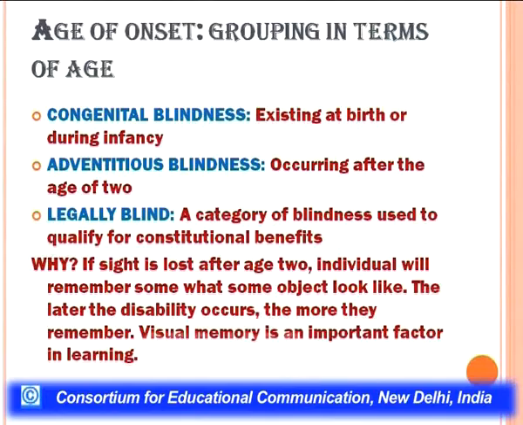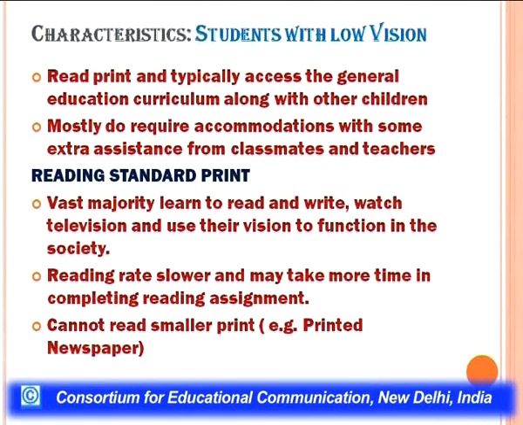Then characteristics of students with low vision. It is important to understand, while planning some kind of educational program for children with visual impairment, what the characteristics are. So first of all, they can read print and typically access the general education curriculum along with other children. So students with low vision can read the prints.